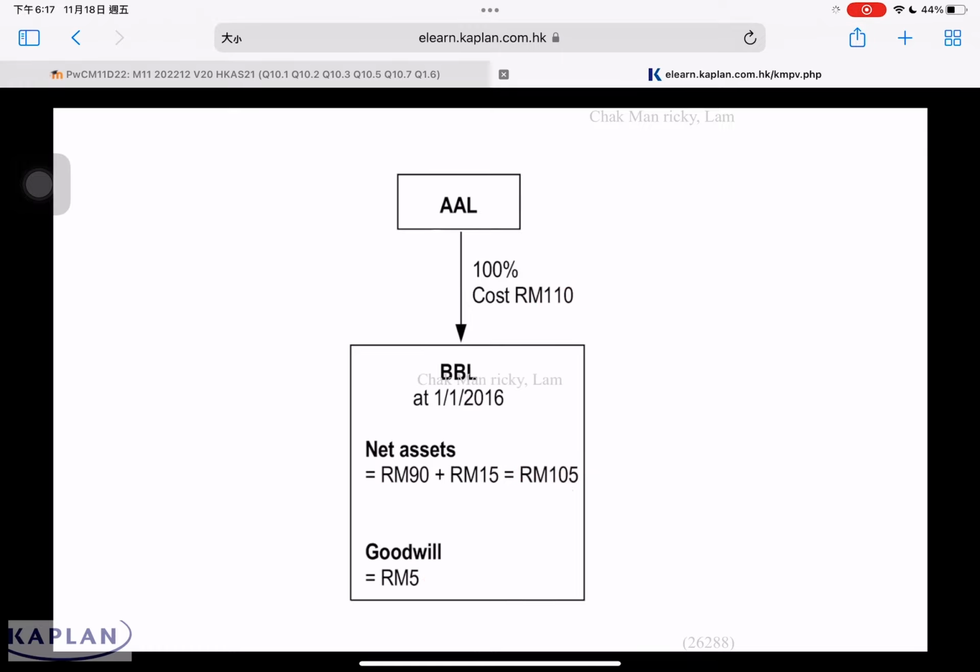We have to increase this 105 by profit of 10 ringgit, and we must account for depreciation of 3 ringgit. The adjusted net assets will be 105 plus 10 minus 3 equals 112. And for the goodwill, we have to minus impairment of 2 ringgit. At the end of the day, the goodwill equals 3 ringgit.